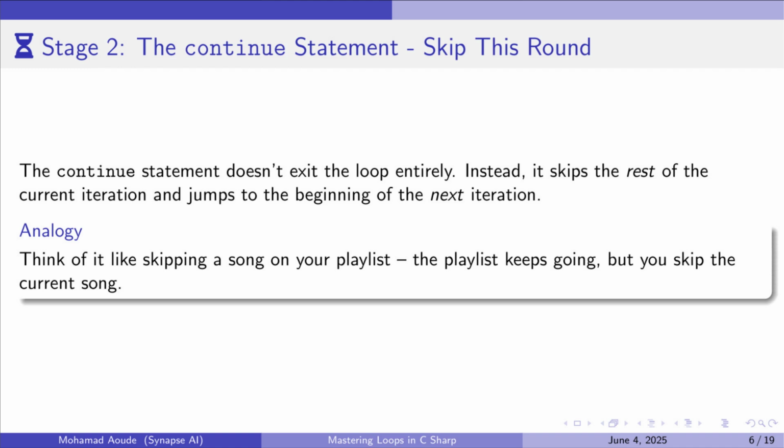Whereas break leaves the loop entirely, continue skips the rest of the current iteration and jumps straight to the next one. Imagine you're listening to a playlist and skip a song. Continue tells the loop, skip what remains in this iteration. Go on to the next. This is especially useful when you need to filter out invalid data, but keep processing the rest.